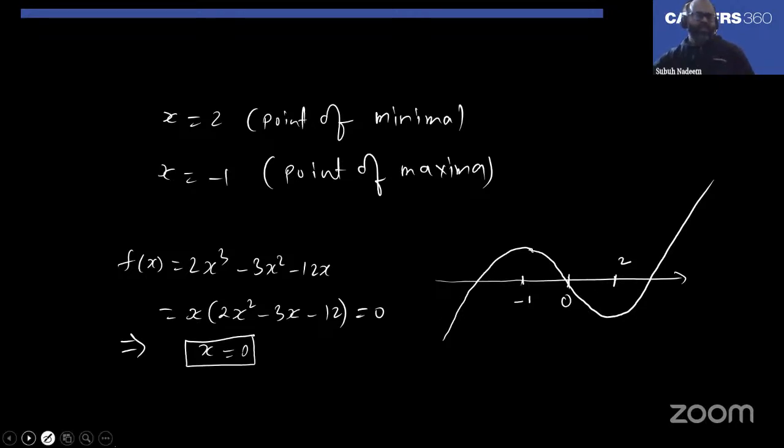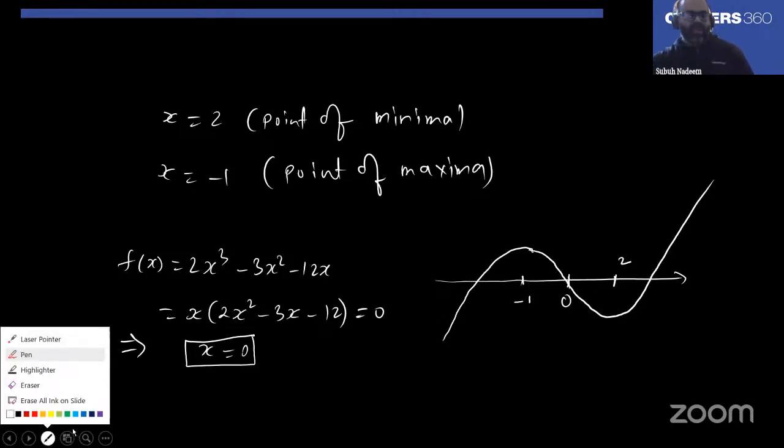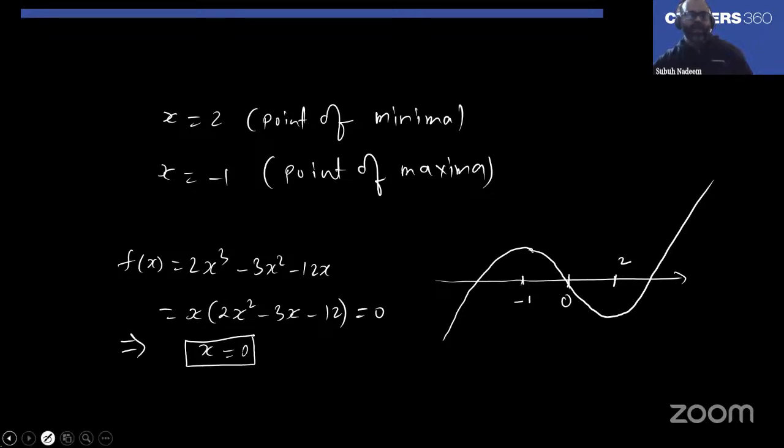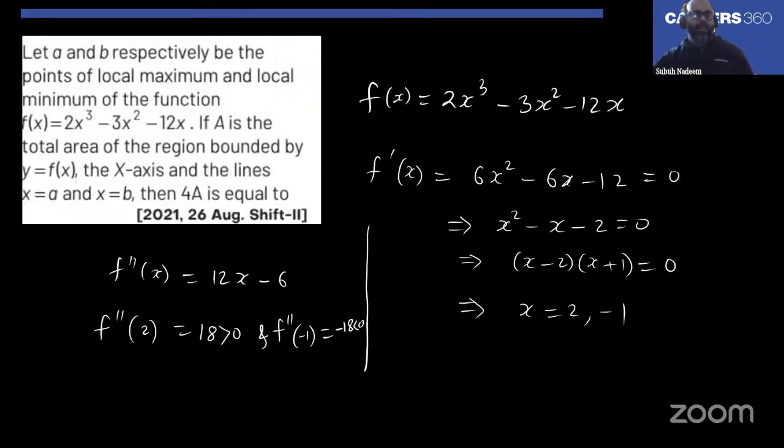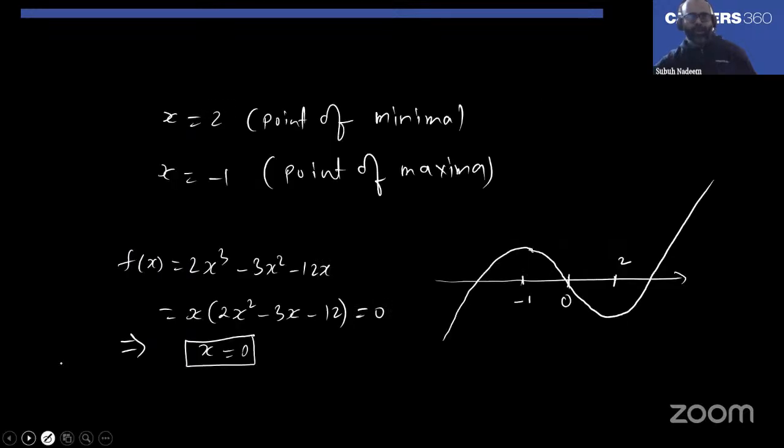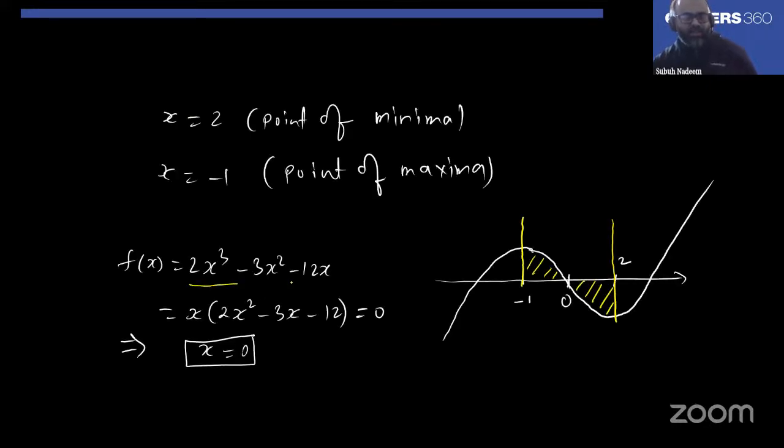So other points we need not find, where it is intersecting the x-axis, because we have to find the area between A and B. A is the point of local maxima, and B is the point of local minima. So we need to find this area and this area. So when we take fx, we will take it like this, that the area is, this is the function 2x cube minus 3x square minus 12x.